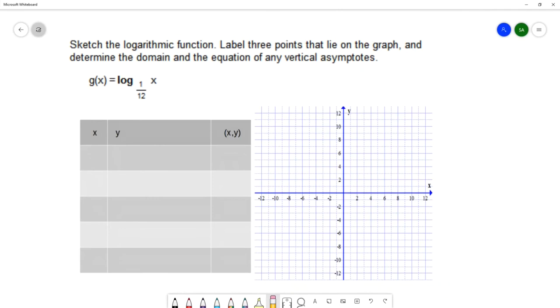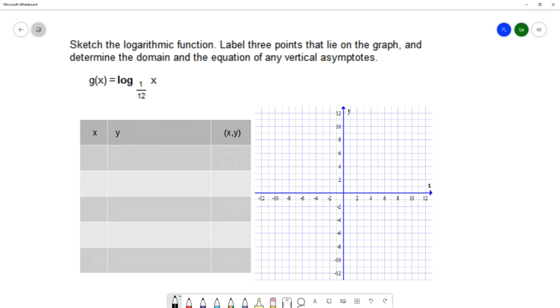So I've got a chart here, and we're going to find some ordered pairs that are on this graph. But because logs are typically new to us, I'm going to use a strategy of switching this to an exponential equation. It's much easier to find the ordered pairs in exponential form than logarithmic form.